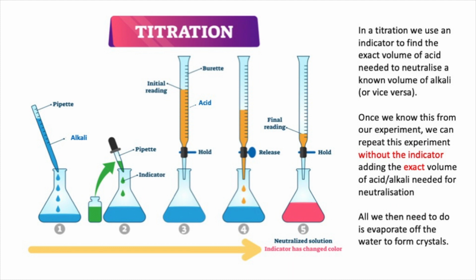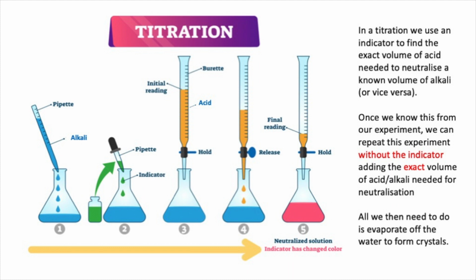Now in a titration, we use the indicator to find the exact volume of acid needed to neutralise a known volume of alkali, or vice versa, because we could put the acid in the conical flask and put the alkali in the burette. Now once we know this from our experiment, all we would need to do is repeat the experiment without the indicator, adding the exact volume of acid or alkali needed for neutralisation. And once we've done this, all we would then do is evaporate off the water to form crystals of our soluble salt.